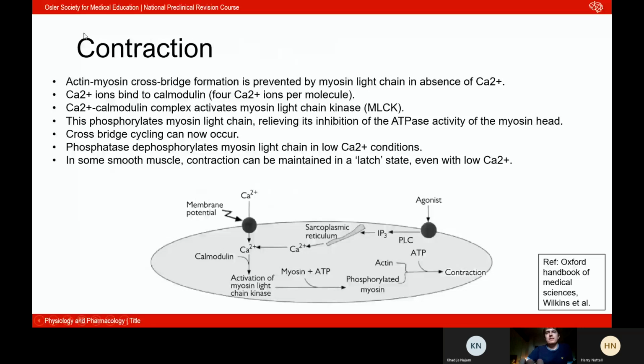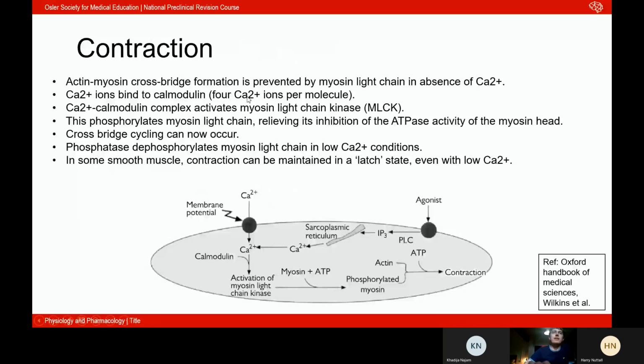So calcium ions enter the cell and bind to calmodulin, and this calcium-calmodulin complex can bind to myosin light chain kinase and causes activation. So myosin light chain kinase phosphorylates myosin light chain, as the name suggests, and the phosphorylation of the myosin light chain relieves its inhibition of the ATPase activity of the myosin head, which allows cross-bridge cycling to occur.